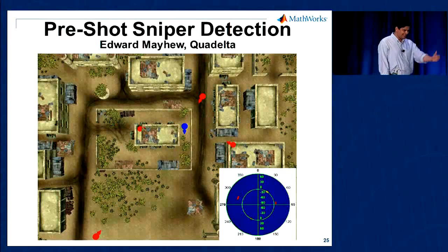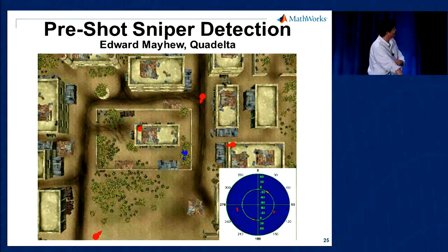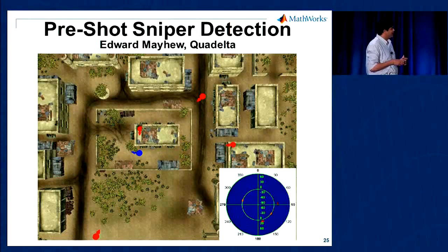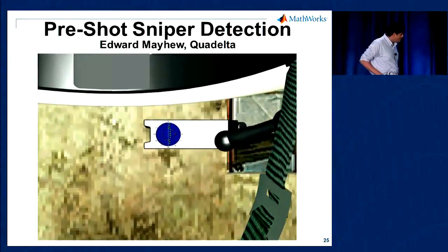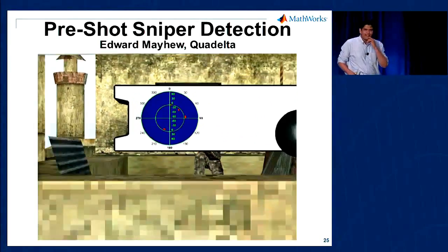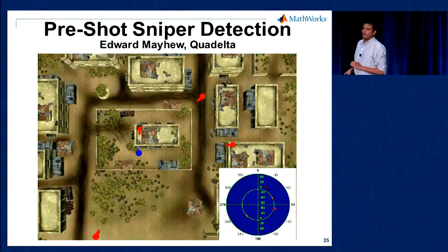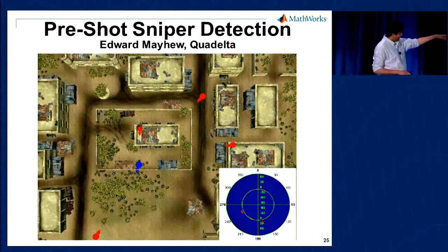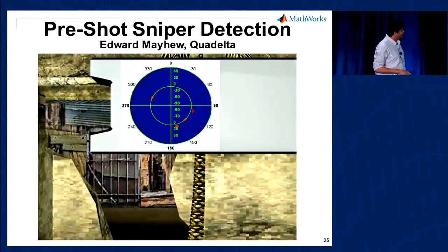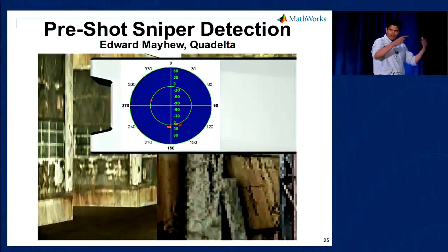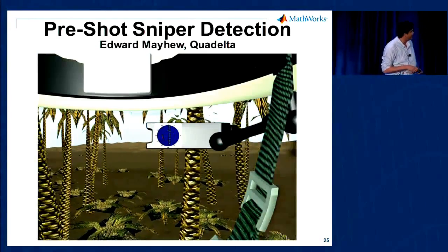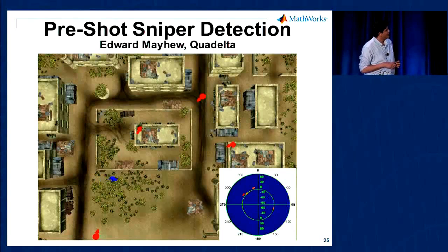This is something that Eddie, our friend and well-wisher, gave us yesterday. This is actually a pre-shot sniper detection. It looks like a game, but what's happening here is there is a soldier that's trying to run away from snipers. The snipers are all marked in red, and the soldier is in blue. What he's trying to do is come out of this area. He sees this particular sniper and just runs away.